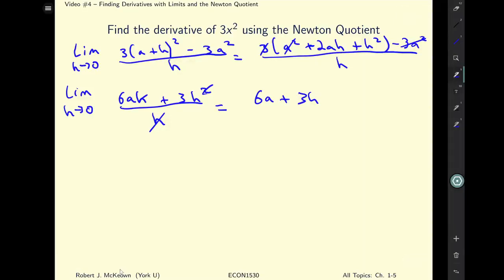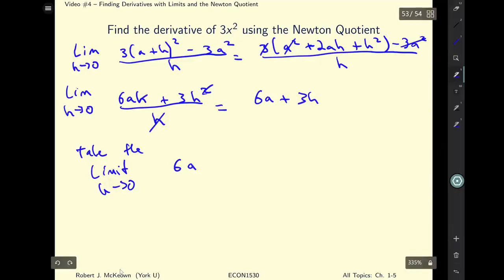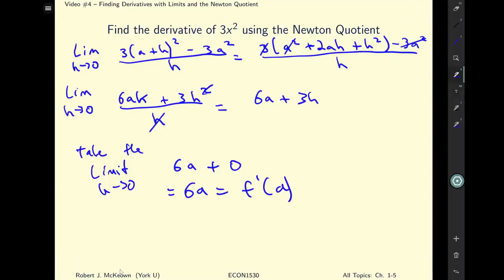And then now if I'm going to take the limit as h goes to 0, we're going to be left with 6a plus 0. So we just have 6a, which is the derivative of f.